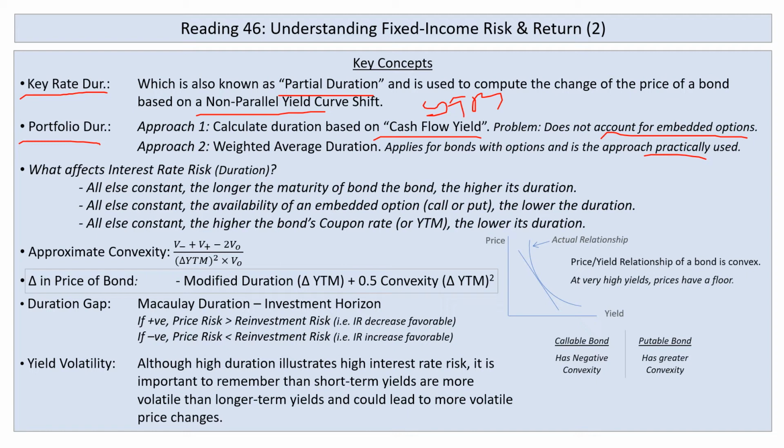And what do you basically do? You would calculate the weighted average duration on the portfolio based on the market value of each bond within the portfolio. So if you have two bonds, one has a weight of 40%, the other has a weight of 60% based on their market value. Well, you would basically do 40% times the duration of the first bond plus 60% times the duration of the second bond.